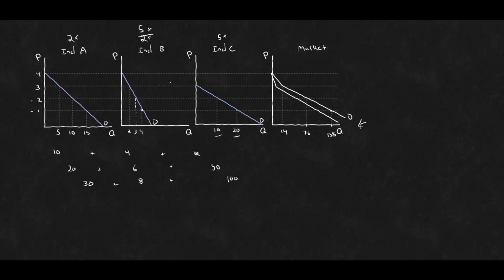Whoops, wrong tool, but let's make it work. There we go. We would have our demand curve shifting to the left in that scenario because we have fewer people participating in the market. So that is the idea behind our demand curve, the market demand curve, where it comes from.